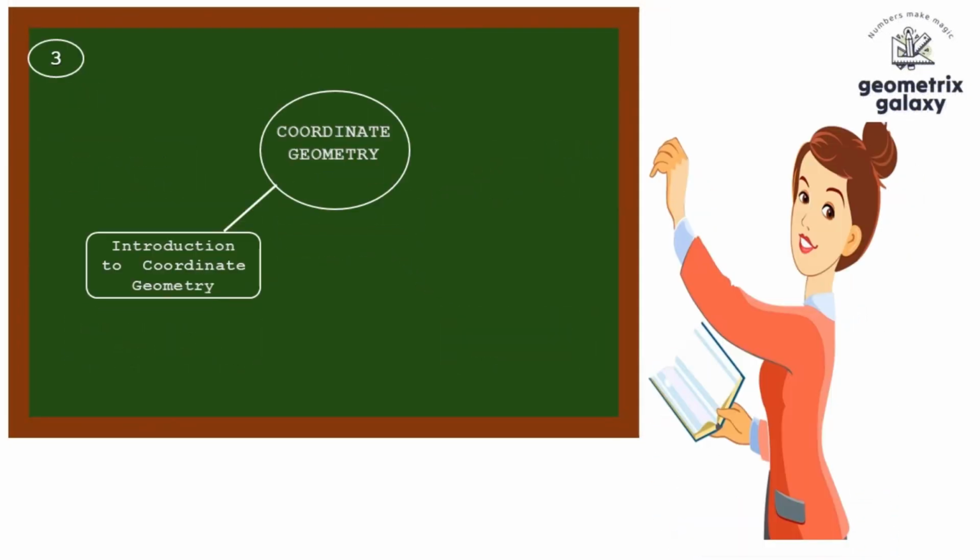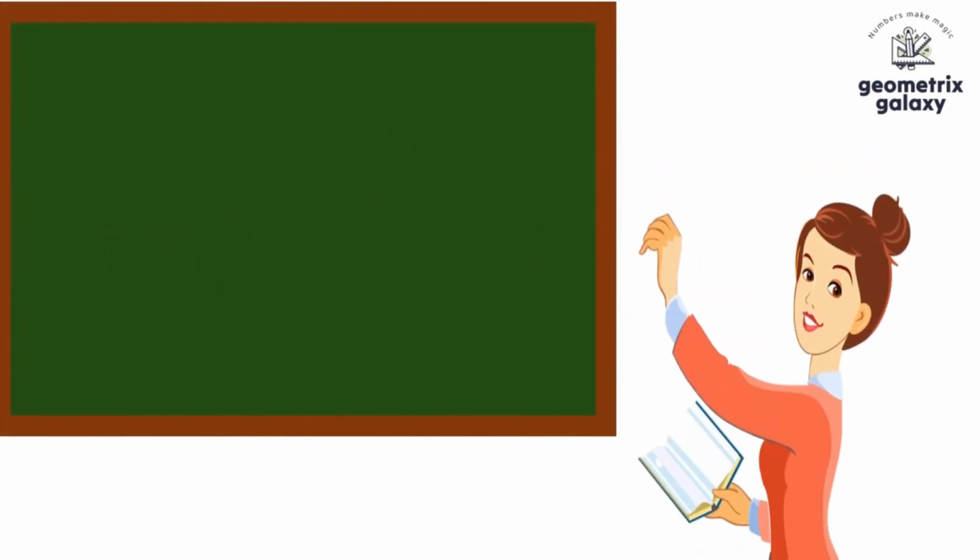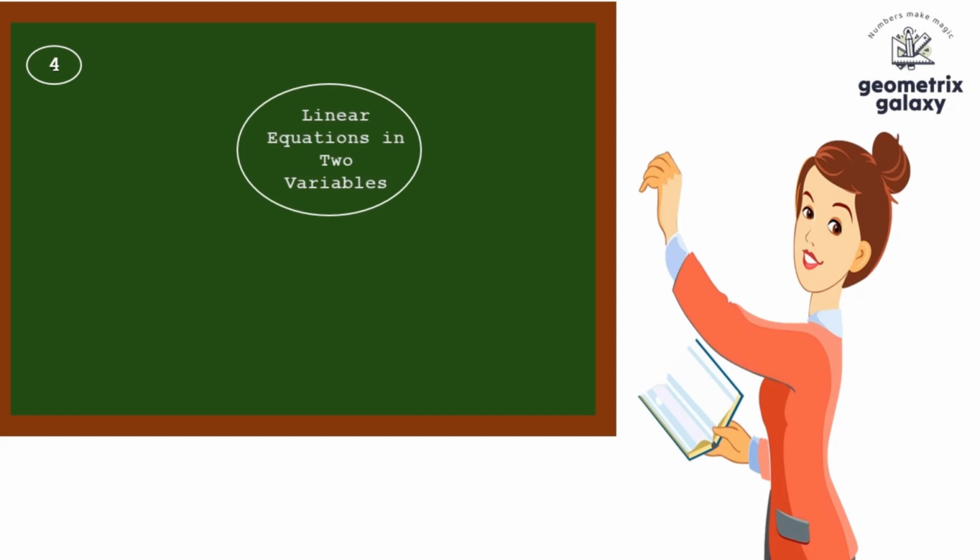Our third chapter is coordinate geometry. In this chapter, we will study how to locate points in a plane. To locate a point, we need two perpendicular lines. One should be horizontal, the other should be vertical. The horizontal line is the x-axis and the vertical line is the y-axis. Both together we call the coordinate axes. The plane is called the Cartesian or coordinate plane.